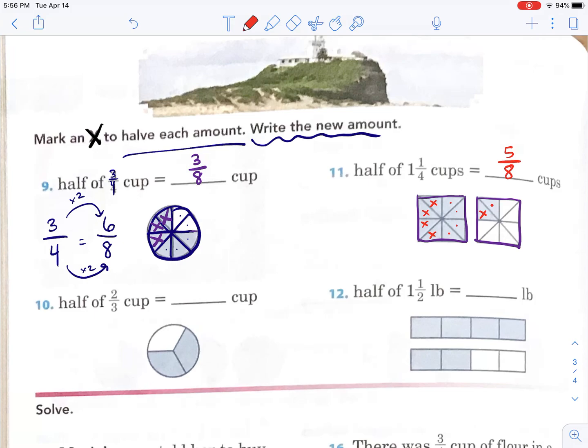5/8. Do you see that there? Okay, next one. 2/3. This one's funny. They did not cut them in half for us, so we're going to have to do that. They're just seeing if we're paying attention, I guess. So what is half of 2/3?